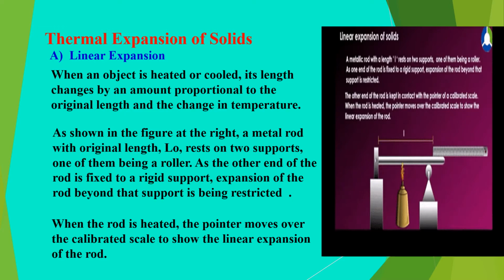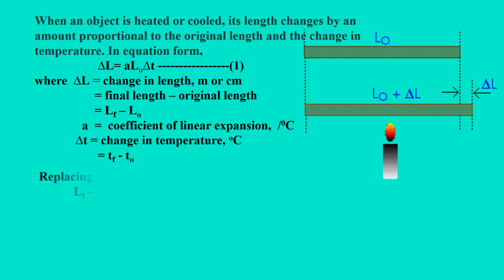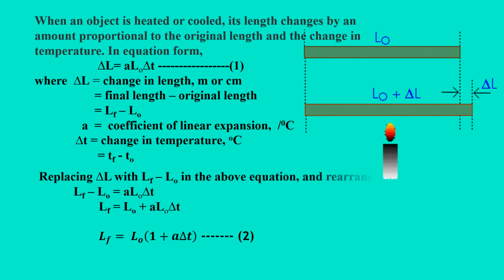When an object is heated or cooled, its length changes by an amount proportional to the original length and the change in temperature. In equation form, delta L equals A times L sub O times delta T, where delta L is the change in length in meters or centimeters, which is final length minus original length, A is the coefficient of linear expansion in per degree Celsius, and delta T is the change in temperature, which is final temperature minus original temperature.